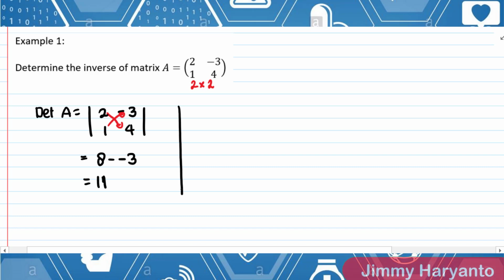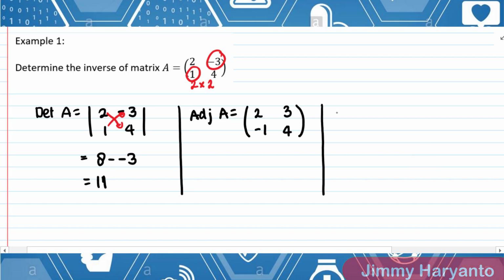And then we also have to find the adjoint. Not adjacent, adjoint. Why do I keep saying adjacent? So it's adjoint, guys. For the adjoint, we only have to switch the 2 and the 4, like that, and then give a negative sign to the second and third element. It will be 3 and negative 1. There you go.